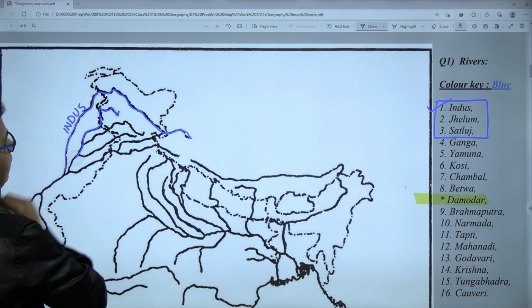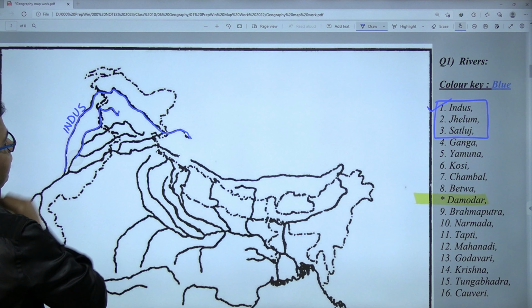First comes the Indus River, right? So Indus River starts from here and, covering Kashmir, it goes out of India somewhat like this. This is our Indus River. Labeling, how are you going to do it? You are going to label it only with block letters or capital letters. So this is my first river, that is river Indus.